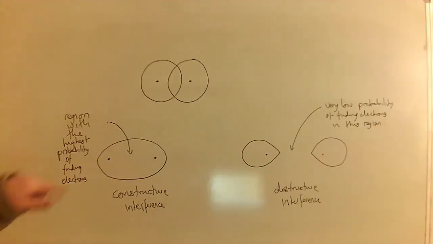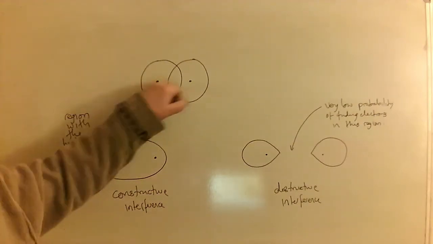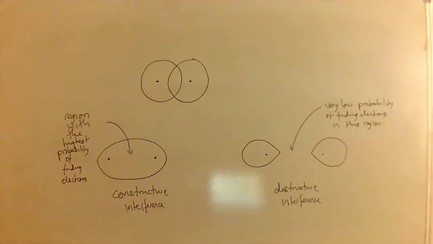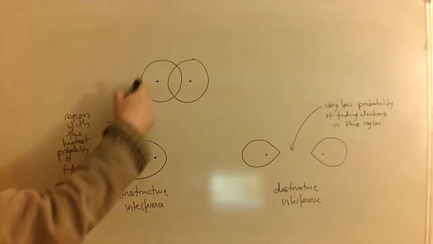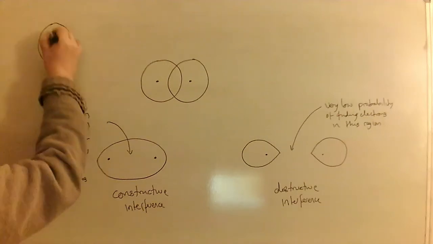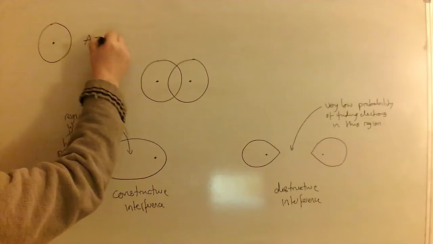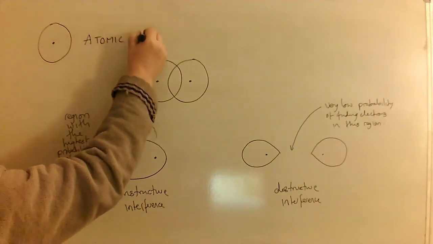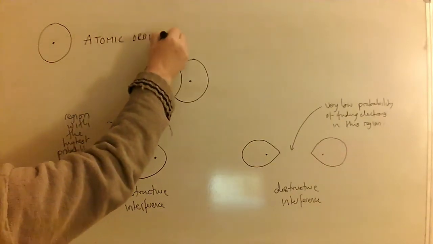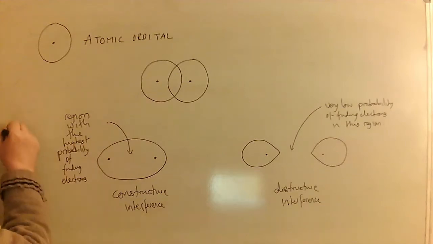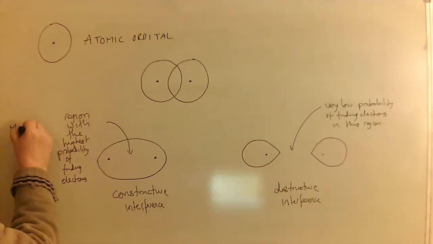So these new waveforms that result from the superposition of the individual atomic orbitals are called molecular orbitals. Okay, so the individual waveform that the one electron had in an atom we call an atomic orbital, and these are called molecular orbitals.